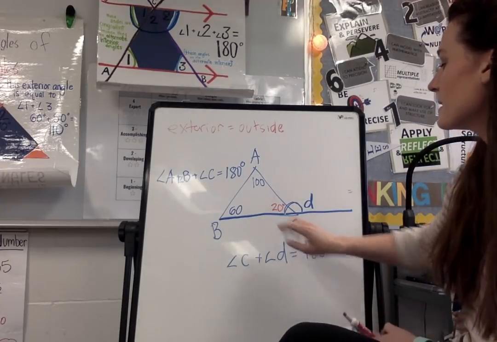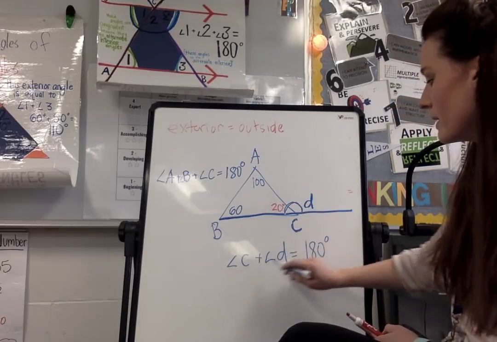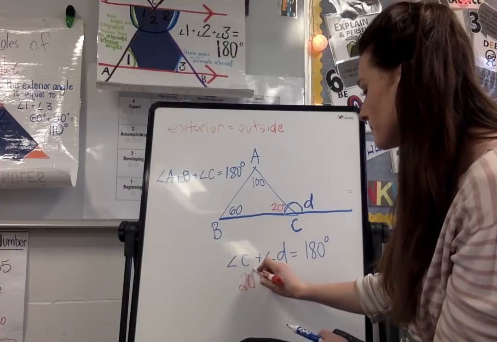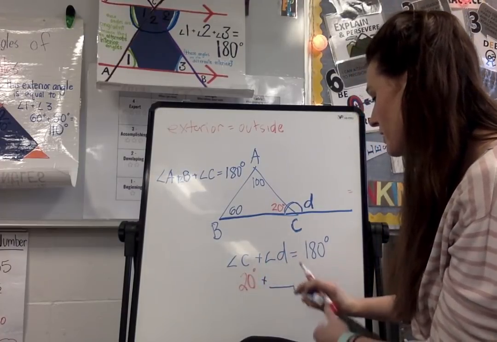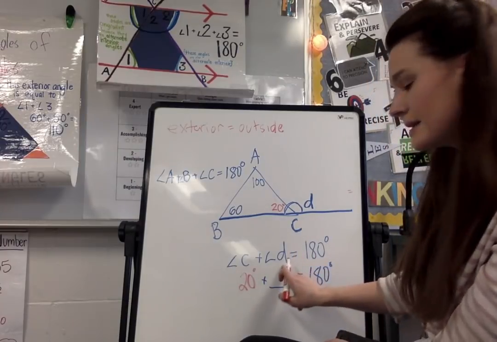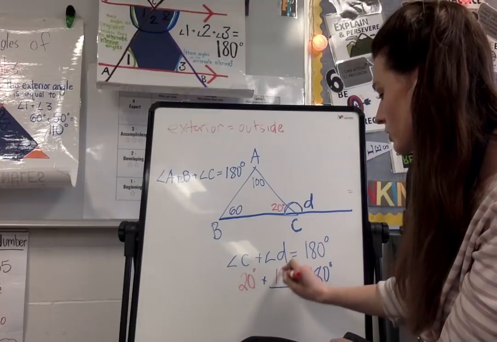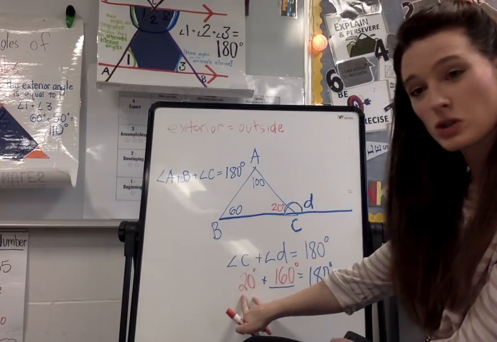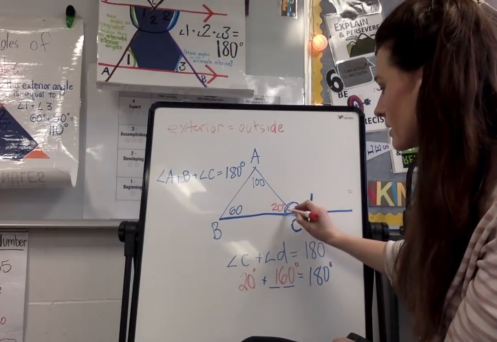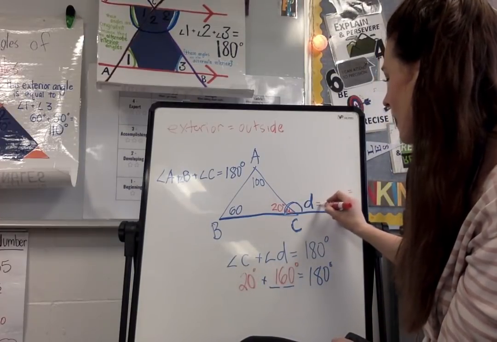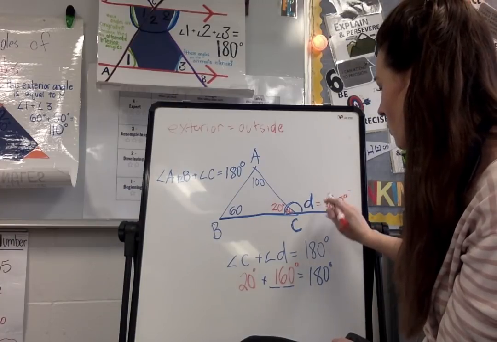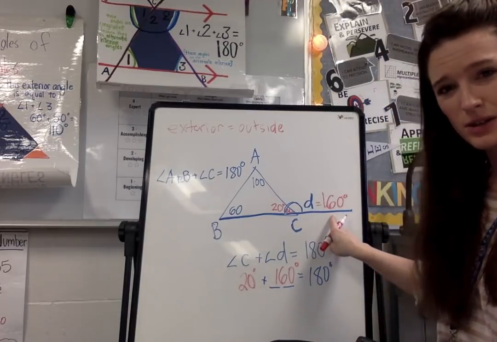So therefore, if C is 20 degrees, and we know that C plus D equals 180, if I add something to 20 degrees, I'm going to get 180. I know that D is going to equal 160. Why? Because 20 plus 160 equals 180. They're a straight line. So if that little sliver C is 20 degrees, then D is 160 degrees. Well, we've already dealt with 160 degrees.